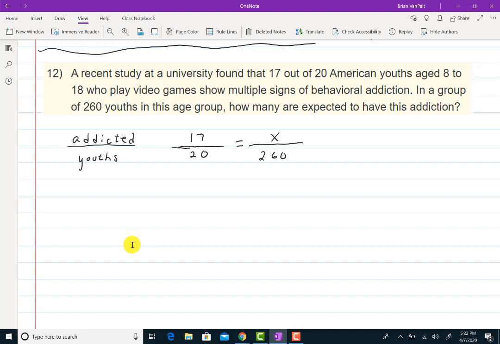So straightforward cross multiplication. 20x equals. Now 17 times 260 is not one of those numbers that I can do off the top of my head. So I'm going to multiply it out.